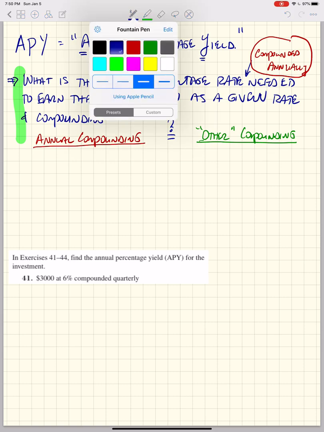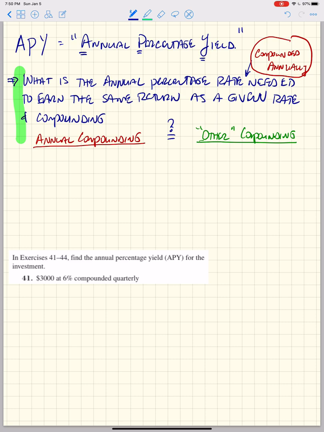So how would we set that up? Well, it's actually pretty straightforward. The annual compounding, what would that be? I'm going to do that over on the left-hand side. That would be your principal times 1 plus, and what we want to find is an equivalent annual rate. So that is my APY. That is the rate I'm trying to find. And that is going to equal some other compounding. And that could be compounding n times per year, or it could be continuous compounding.